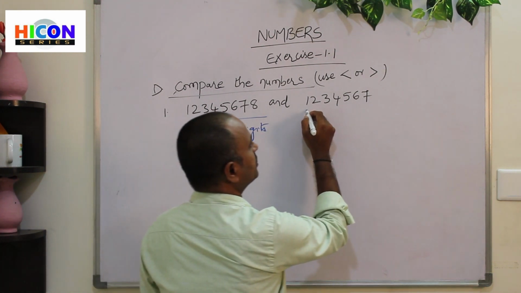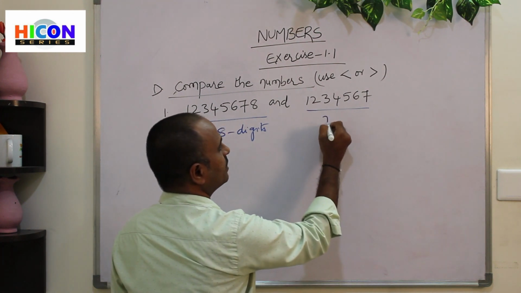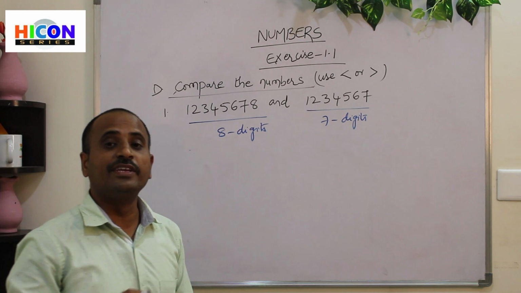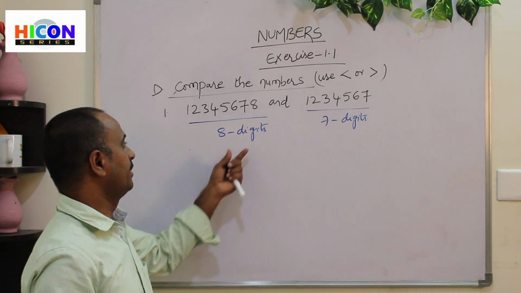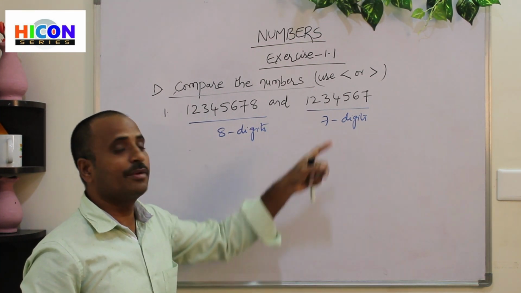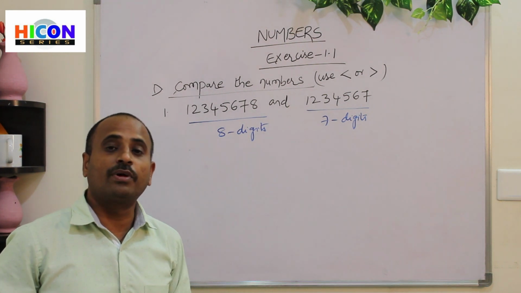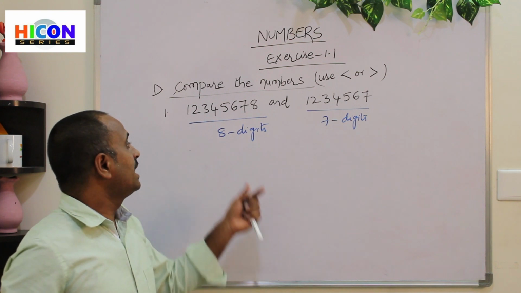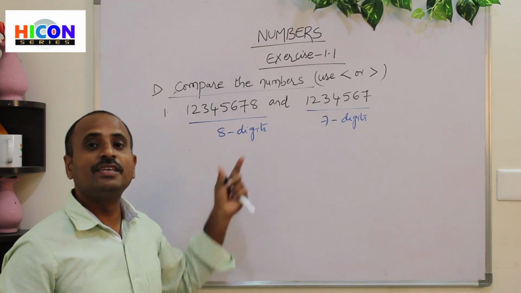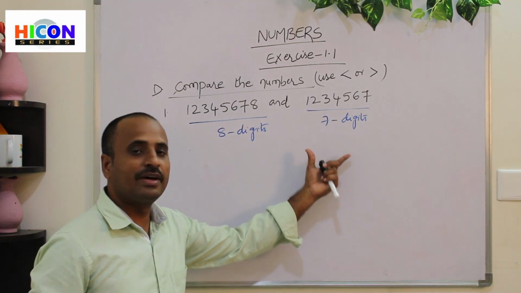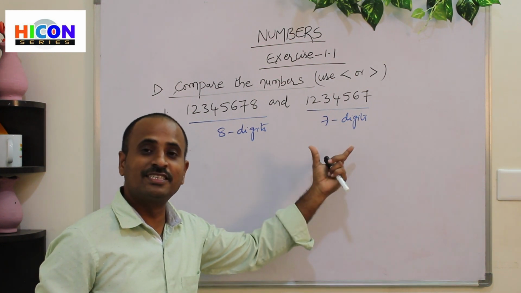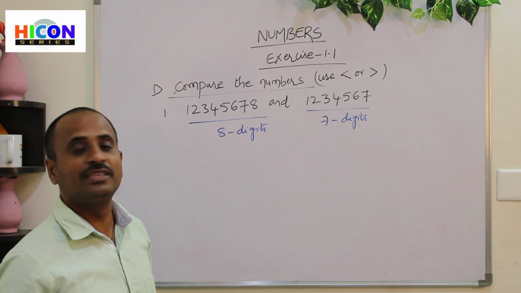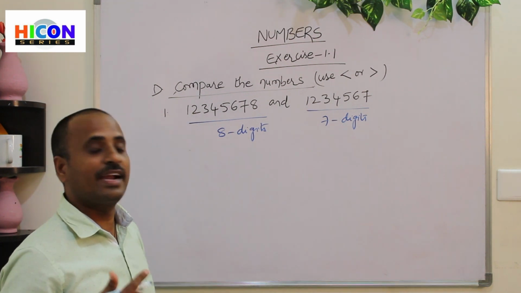So how many digits are there? So this number has 7 digits. So that means the number of digits are different. The first number has 8 digits and the second number has 7 digits. If the number of digits are different, then the number which has more digits is a greater number and the number which has less digits is a smaller number. So since the first number has more digits, the first number is the greater number.